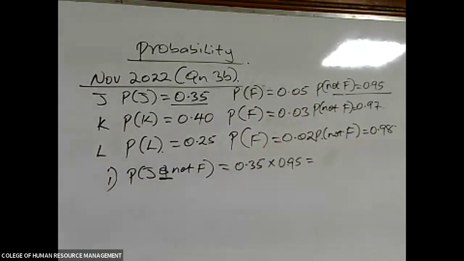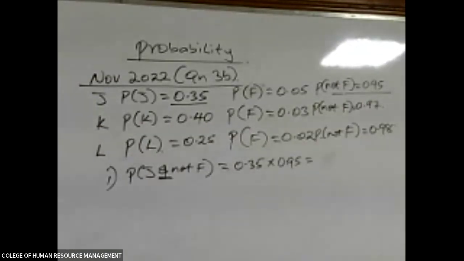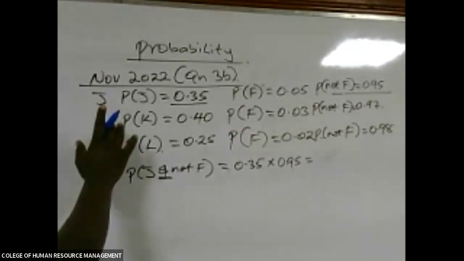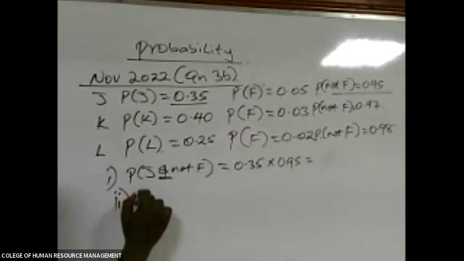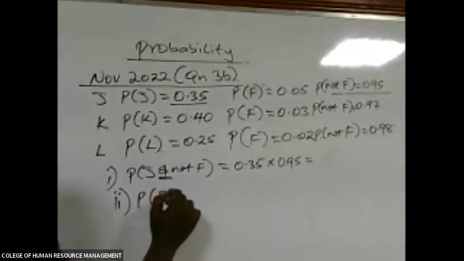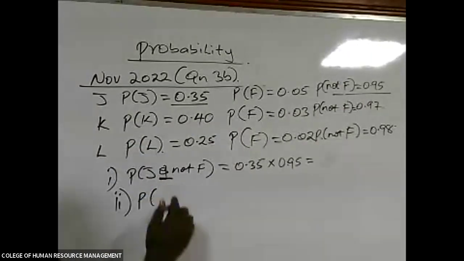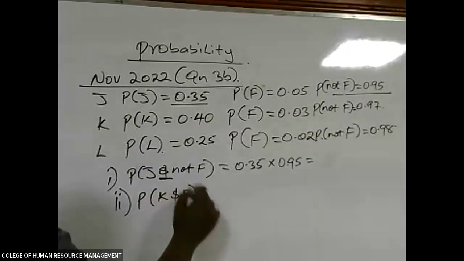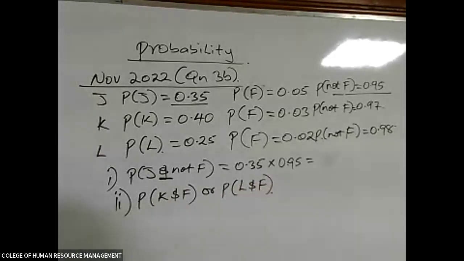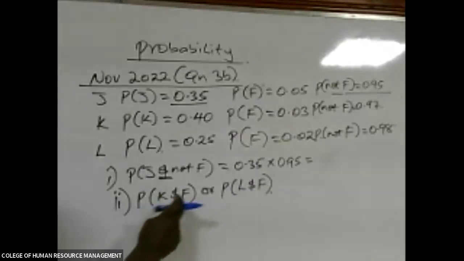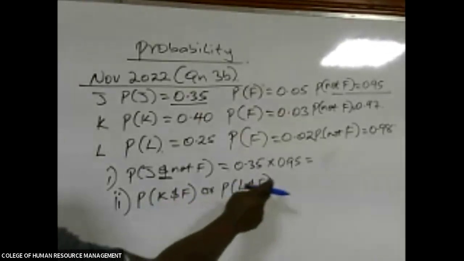Roman 2, the pen is faulty and it is made using either machine K or machine L. So the probability that it is faulty and it is made using either K or L: probability of K and faulty, or probability of L and faulty. That is what it says. Probability that it is faulty and it is from K or L. So it is from K and it is faulty, or it is from L and it is faulty.